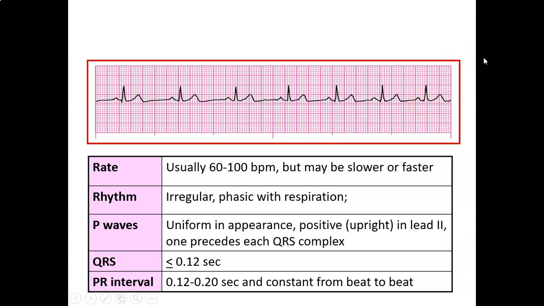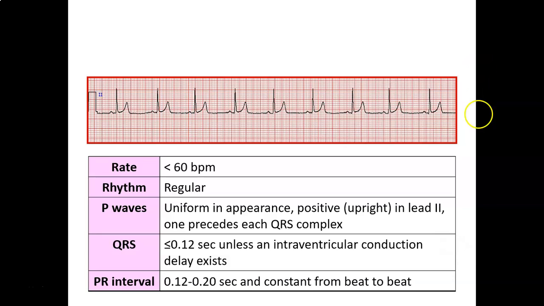So this rhythm you may be seeing in your clinical practice in case of children or severe pain, and it changes with the breathing pattern, and it's called sinus arrhythmia, although it's not a dangerous condition.